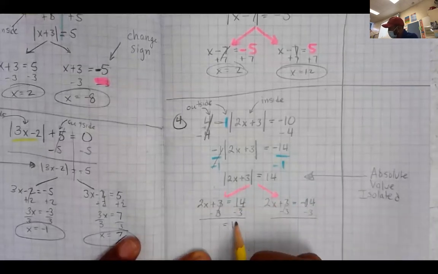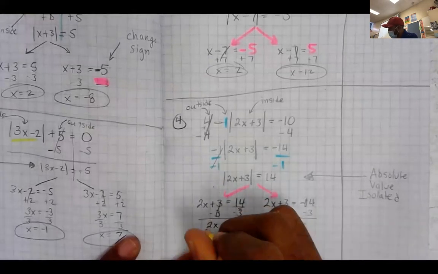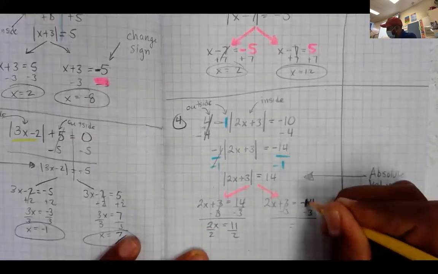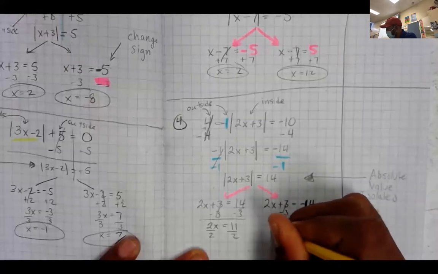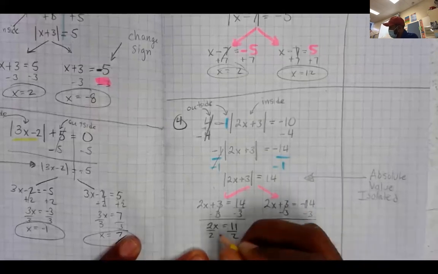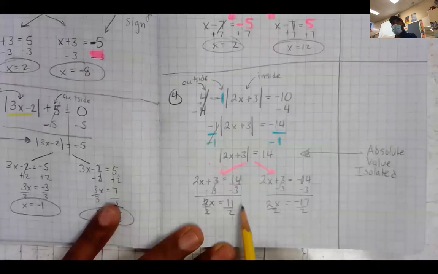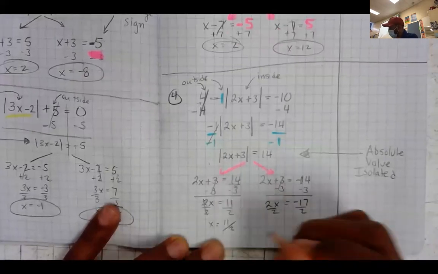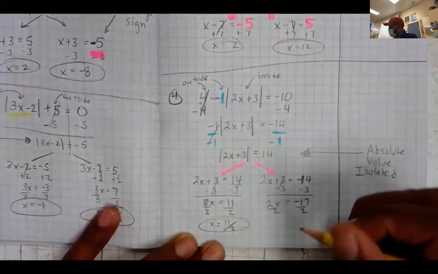And so that's 11. And that's 2x divided by 2. And then over here, we're going to have -14 minus 3, which is -17, and then 2x divided by 2. All right, 2 does not go into 11, so we just leave it as an improper fraction. So that's our answer, 11 halves.